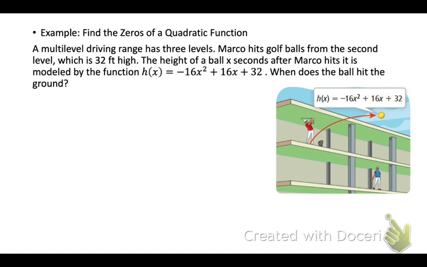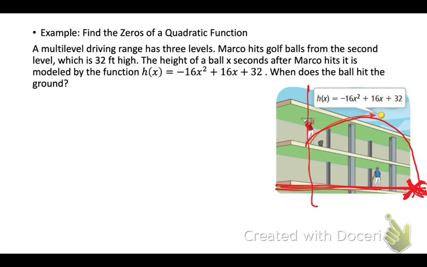Okay, I'm hitting this golf ball. It says, when does the golf ball hit the ground? Well, when it hits the ground. Here's a graph, right? We hit it, and it's going to go up, and it's going to go down. And where is it going to hit the ground? What's that called? A 0, an x-intercept. How do I find a 0 or an x-intercept? I factor.